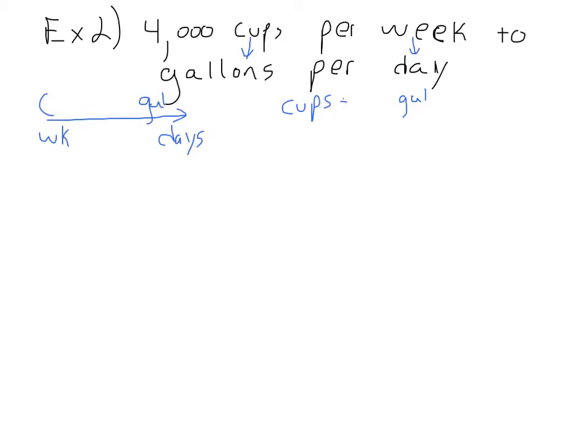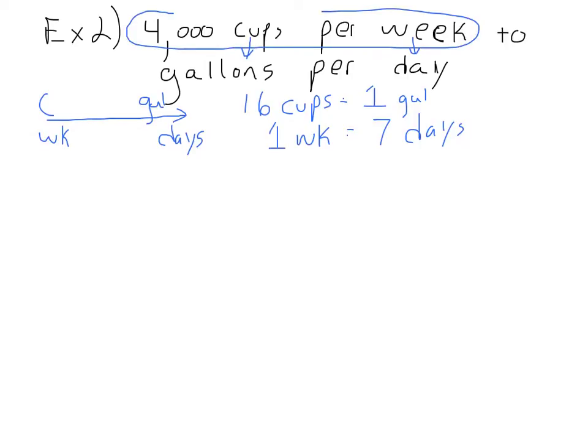You should have said 16 cups is equivalent to 1 gallon. And then we have 1 week is equal to 7 days. All right, let's set this up. This first thing is our starting point, right? That's our starting point, so that's our first fraction. We have 4,000 cups per week, so we assume it's 1 week because it's singular. Again, we can only cancel one of these at a time.